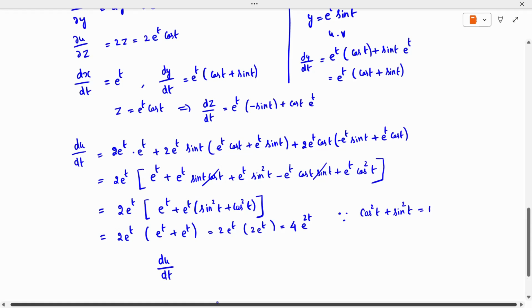Like this, we have to do it in simplified form. In some cases we are not able to simplify, and you can leave it as it is after substitution itself. In some cases we will get a simplified answer.